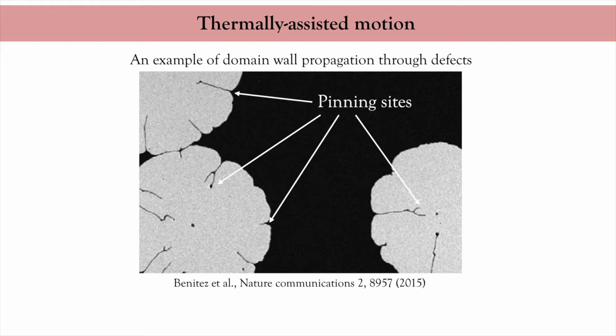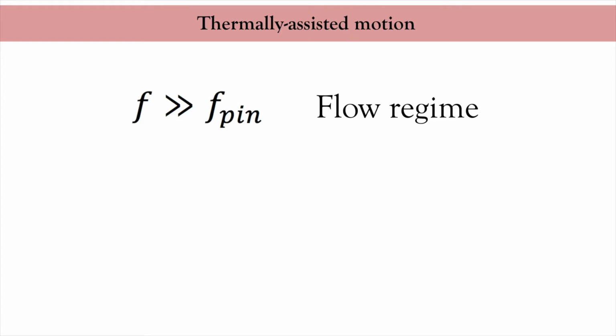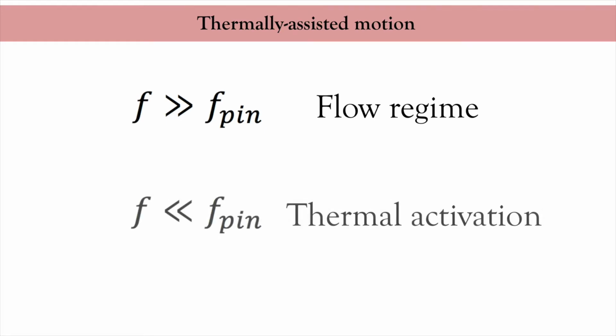Therefore, one usually observes two main regimes. At large external field, the force applied on the domain wall dominates over the extrinsic pinning and one obtains the flow regime, usually precessional. In contrast, at small external field, the disorder is so important that the domain wall moves through thermal activation.